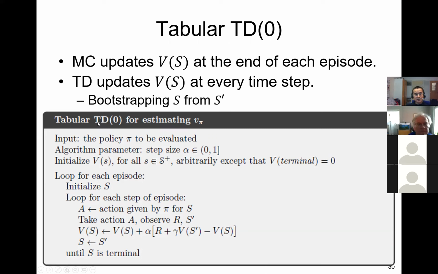Comparing it to Monte Carlo, which we saw before, Monte Carlo updates the value at the end of each episode, working backwards from the terminal state up to the starting state. TD updates a value at every time step. This is called bootstrapping, S from S prime: you're estimating V of S prime and then using the estimated value of S prime to update V of S.